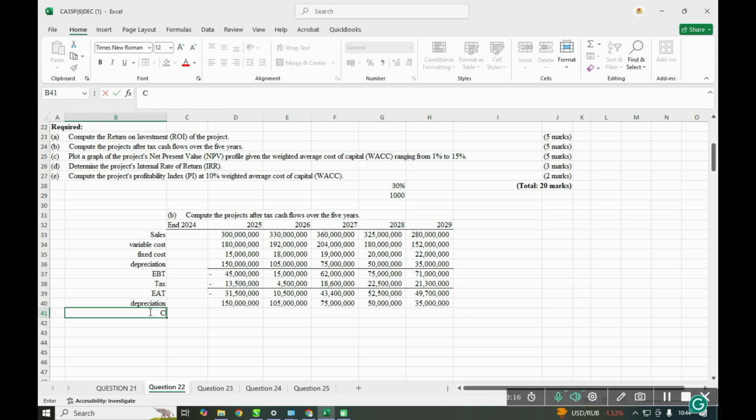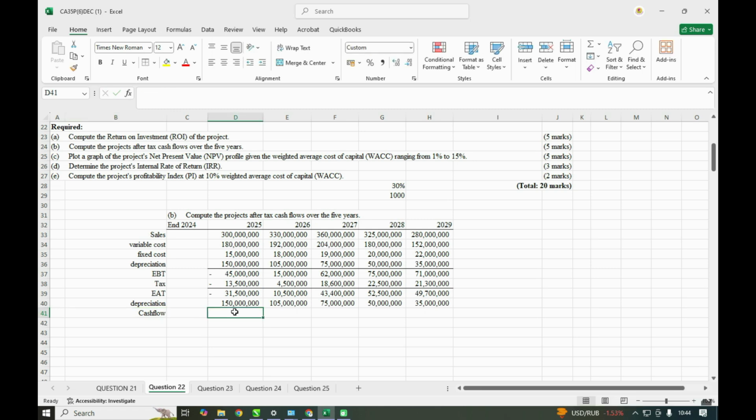Our cash flow, before we get the net. So we shall add these two. So this is our cash flow.